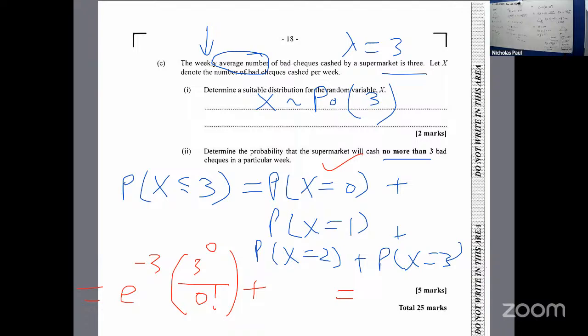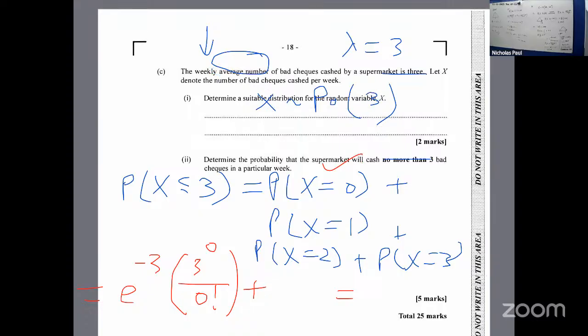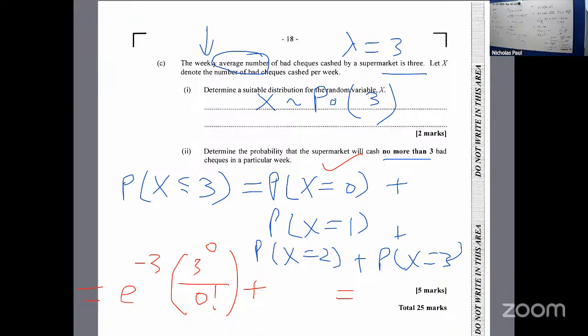Right? Should have answers by now. You're just plugging them straight into your calculator. What did you all get? You're doing it for 0, 1, 2, and 3. 0.64. Anybody else get that? 0.647. Okay. Anybody else?